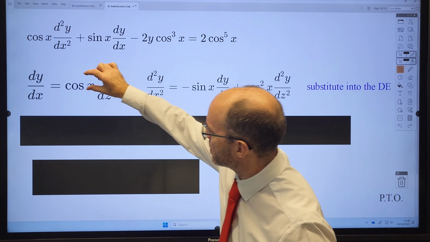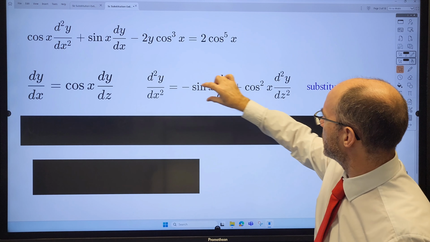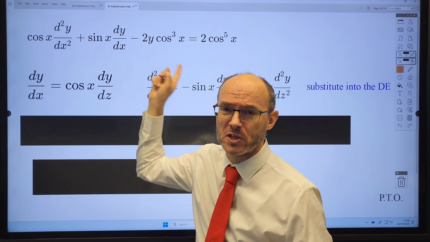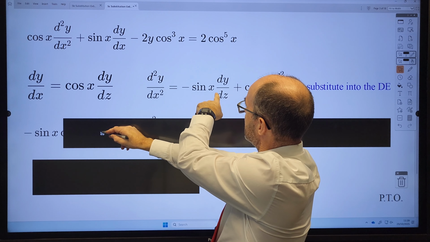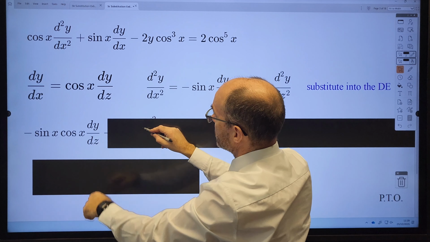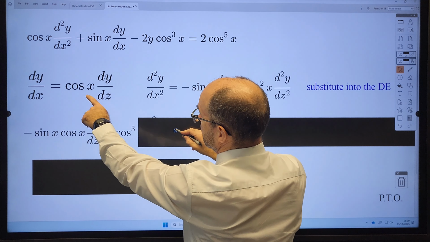Okay. So in summary, we have dy/dx, d2y/dx squared, and we need to substitute into the original differential equation. I'm just going to substitute dy/dx into there, and d2y/dx squared into there, because I've just got those as the subject, so I'm just going to put them in as they are. So moving from left to right, this bit here is going to be negative sine x dy/dz times cosine x, and then plus sine x dy/dx.